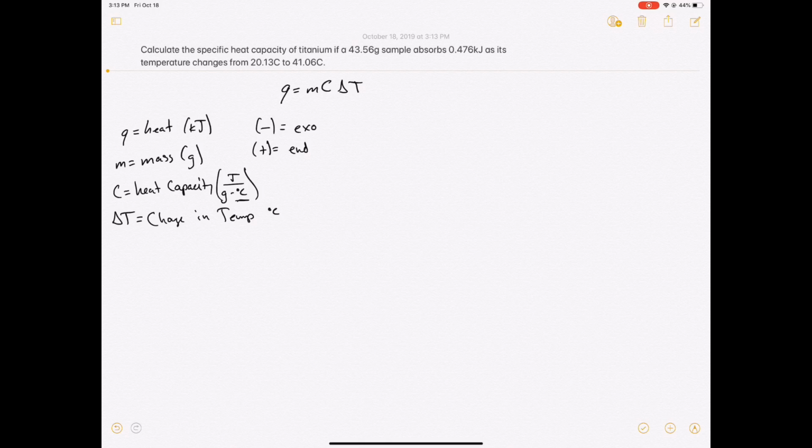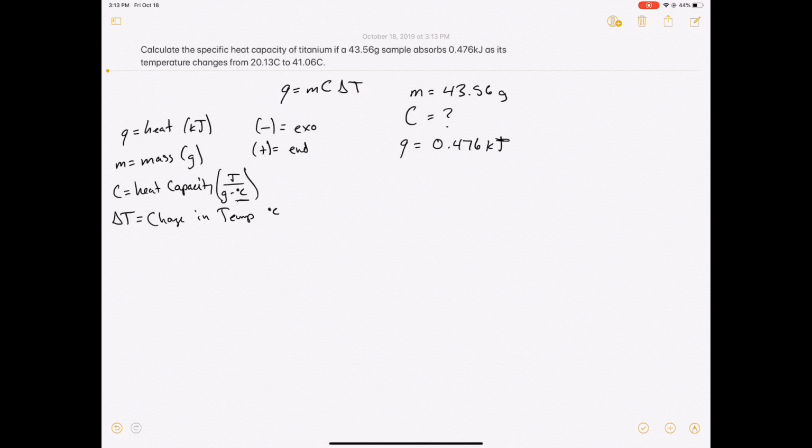The first value given is 43.56 grams, which will be used as our mass. So we have M equals 43.56 grams. C, heat capacity: there is no heat capacity given, so we'll put a question mark. Q is 0.476 kilojoules, as stated in the problem. That is our heat, and because it is a positive value, it is heat being absorbed.